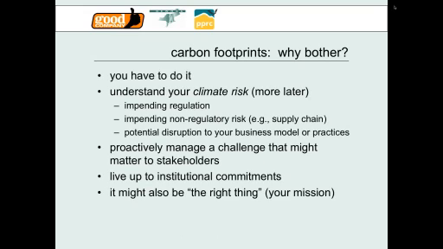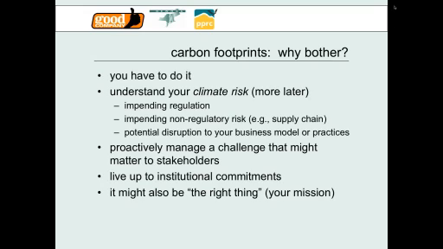So first of all, why bother? Why bother doing a carbon footprint? Well, let me give you a list of reasons. I think this is most of them in one form or another, and you may have others you want to mention, but not all these apply to every organization, and it's really about figuring out what the case is in your own. So first of all, you have to do it.